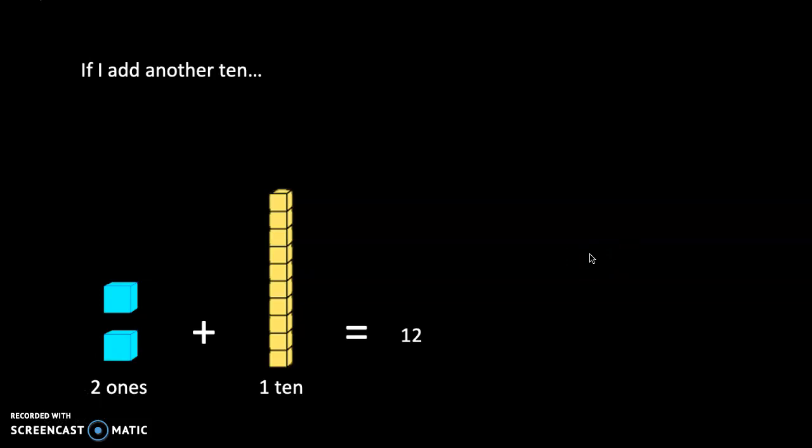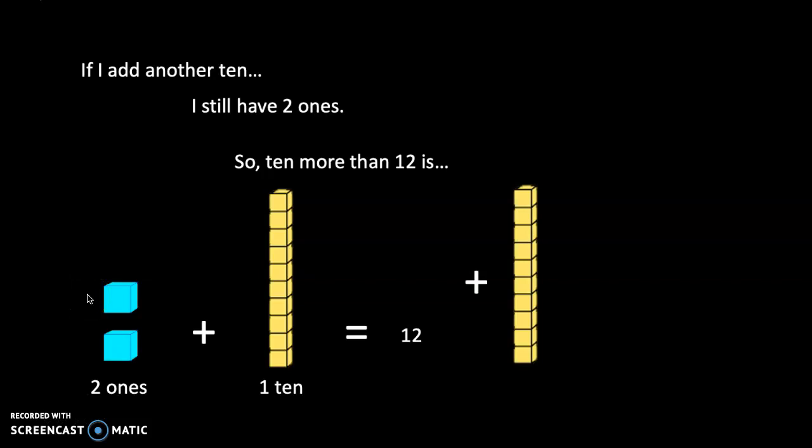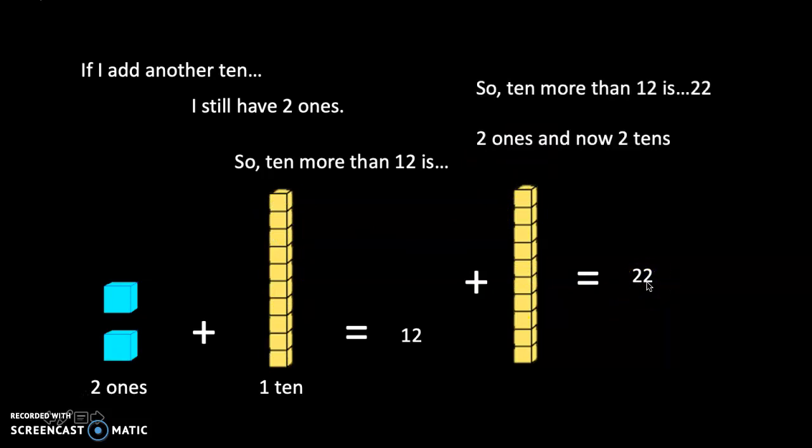If I add another 10, I still have my same 2 ones. So 10 more than 12 is now 22, just like we did on our numbers chart. We kept our 2 ones, but instead of 1 ten, now I have 2 tens. 2 tens and 2 ones. So 10 more than 12 is 22. 2 tens, 2 ones.